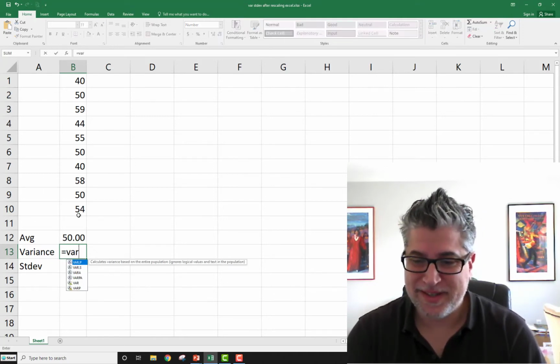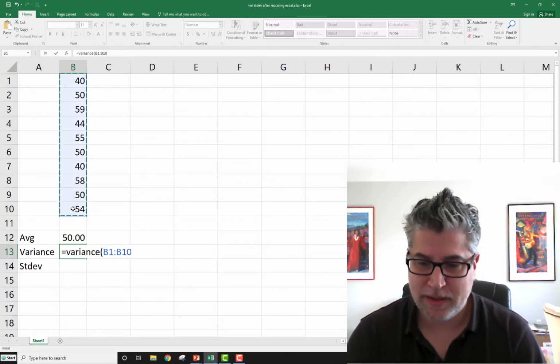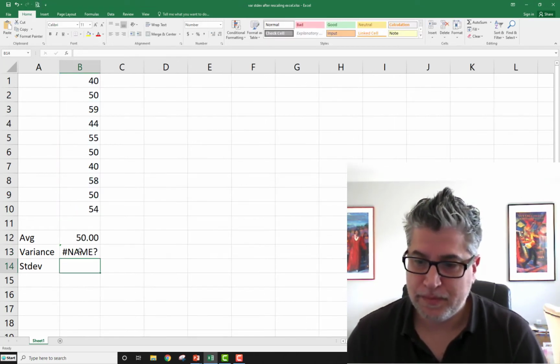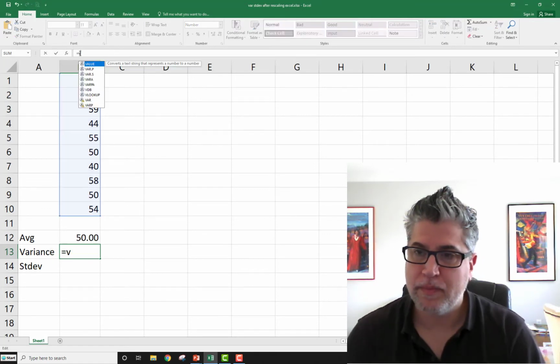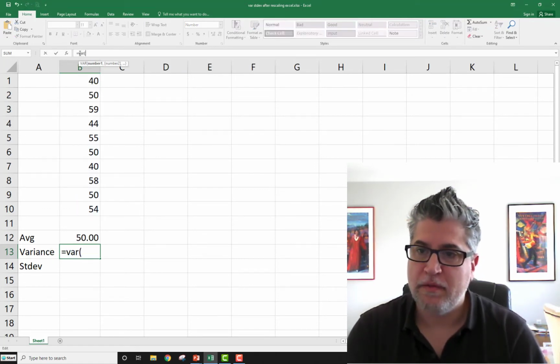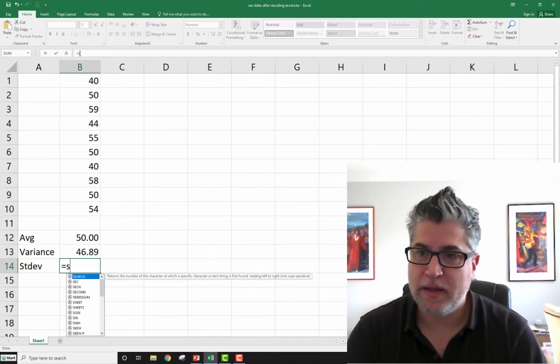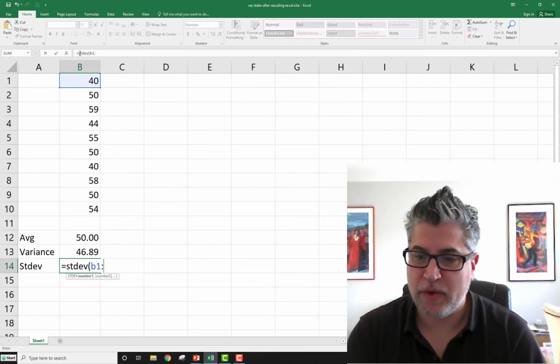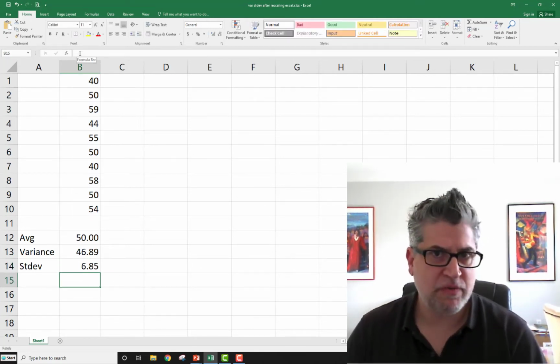The variance of B1 through B10, and the standard deviation of B1 through B10. Okay, so far so good.